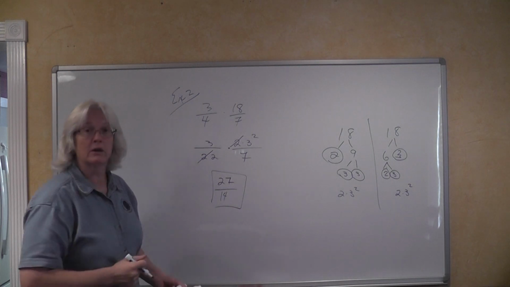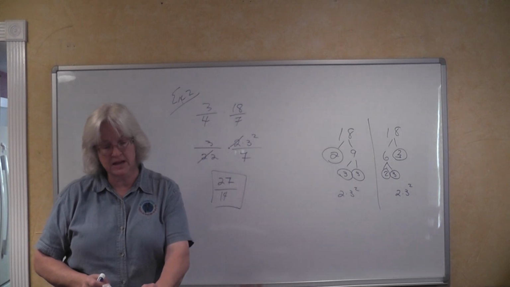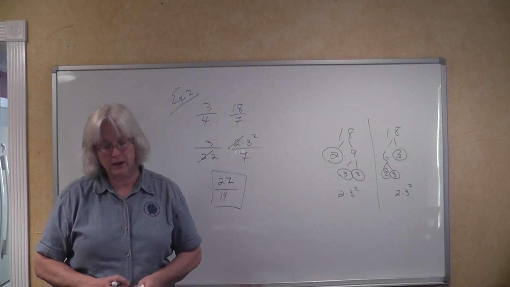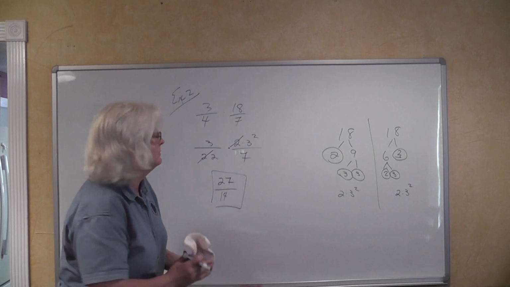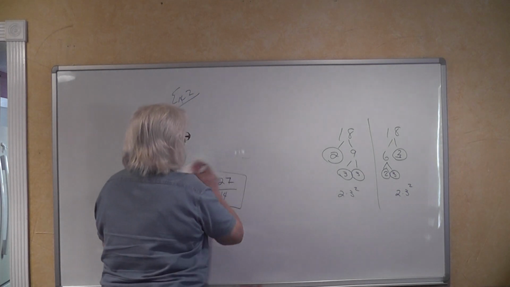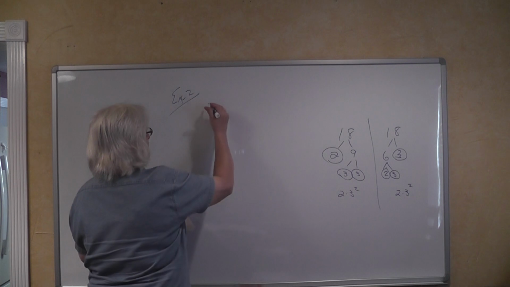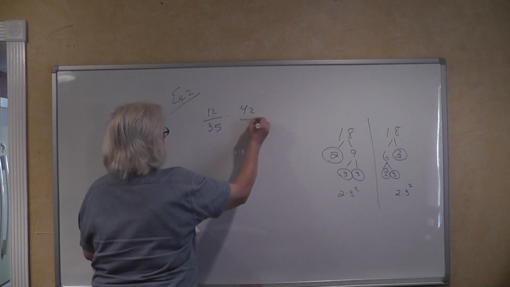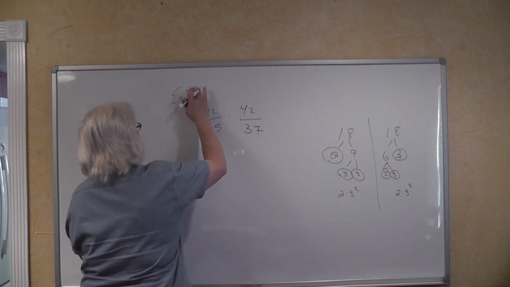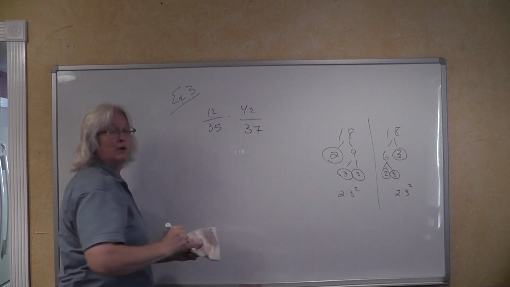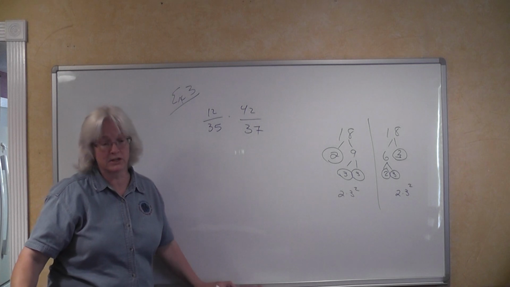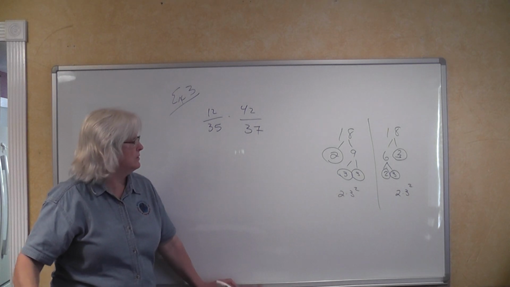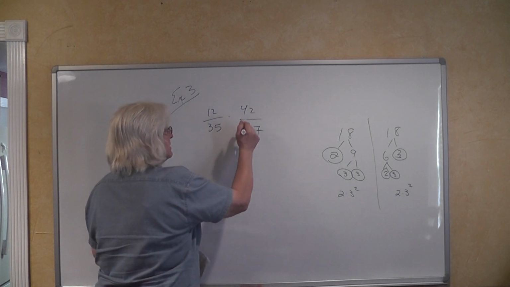And that's the product of 3/4 and 18/7. Now let me go ahead and do example 3, 12/35 times 42/27. This is example 3 in your text, which is probably about page 61. Let me see, 12/35 times 42/27.